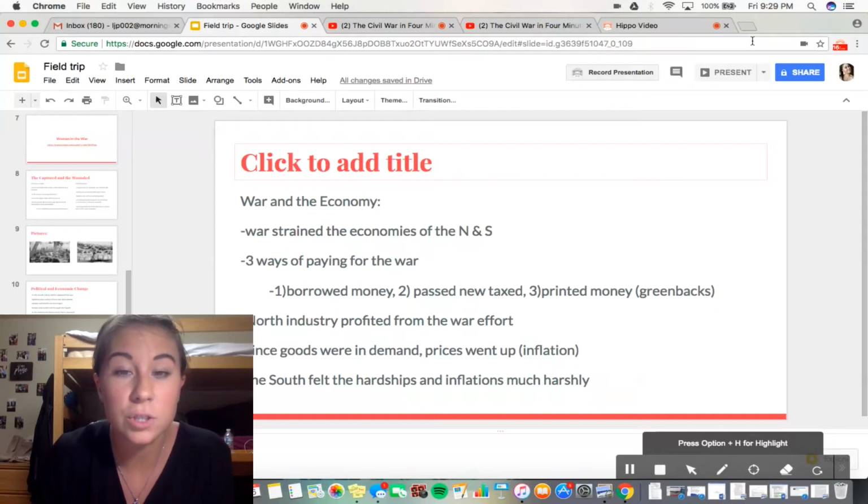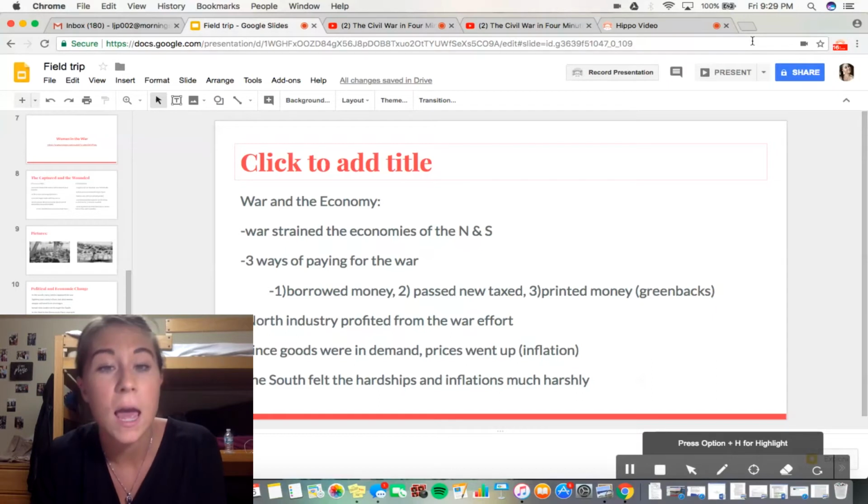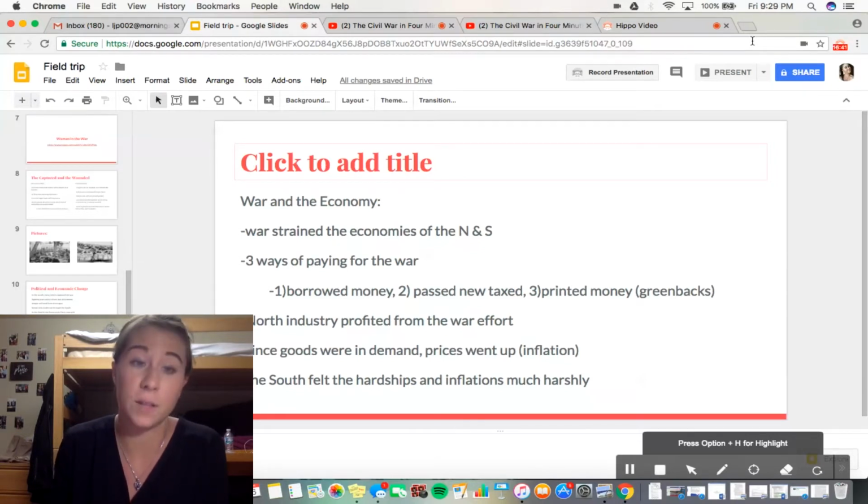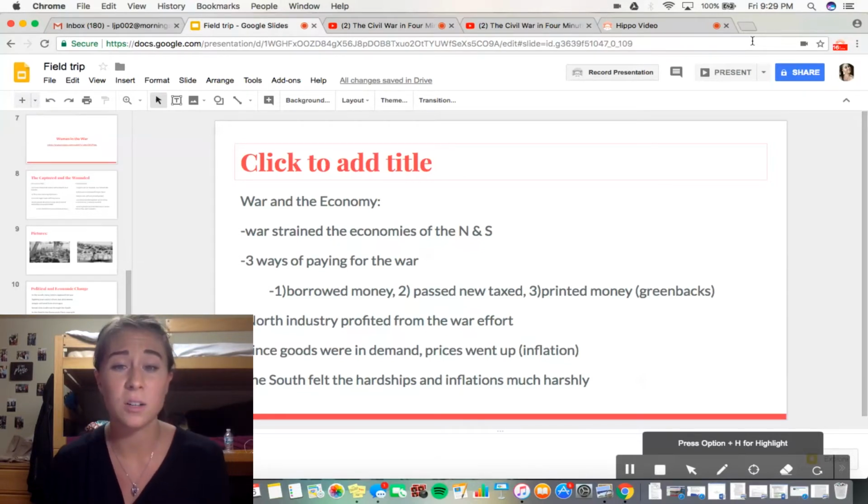The North's industry profited more from the war effort because they had the industry. And since goods were in demand, prices went up, which caused inflation, but people didn't have money to buy these things. So it was hard for people to buy anything at all with inflation. The South felt the hardships and inflation much more harshly than the North because the South didn't have much in the first place.